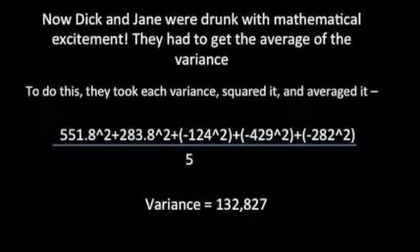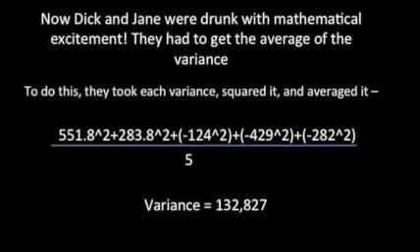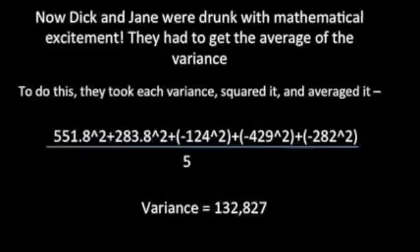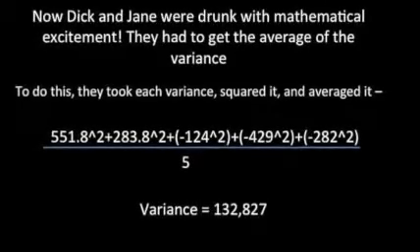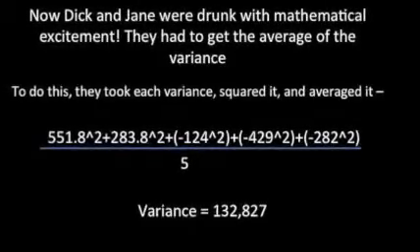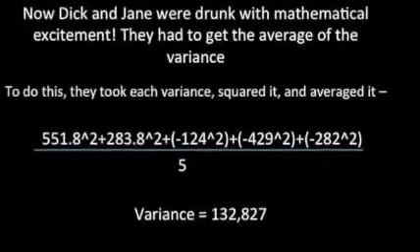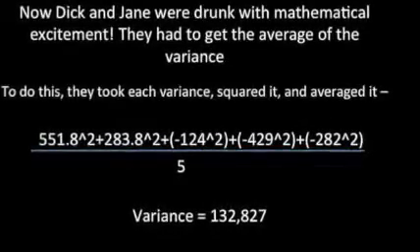Now, Dick and Jane were drunk with mathematical excitement. They had to get to the average of the variance. To do this, they took the variance, squared it, and averaged it. The variance came out to be 132,827.